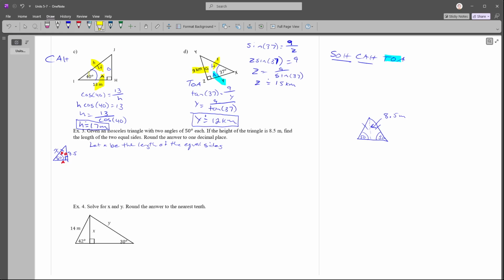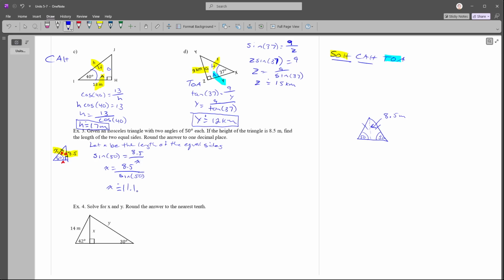So what are we looking for? Well, we have our opposite, which is 8.5. We're looking for our hypotenuse, which is x. So OH, sine. So sine of our reference angle, which is 50, is going to be equal to our opposite, which is 8.5, over our hypotenuse, which is x. Now, just like we did before, we're going to cross multiply, and we end up with x is equal to 8.5 over sine of 50. And what you end up with is x is going to be equal to approximately 11.1.